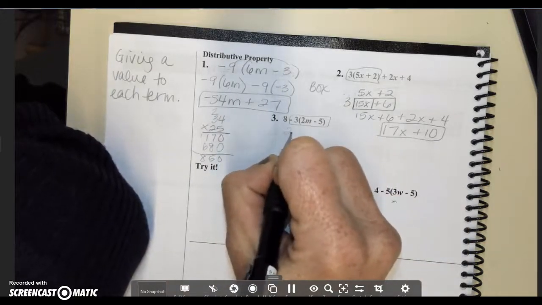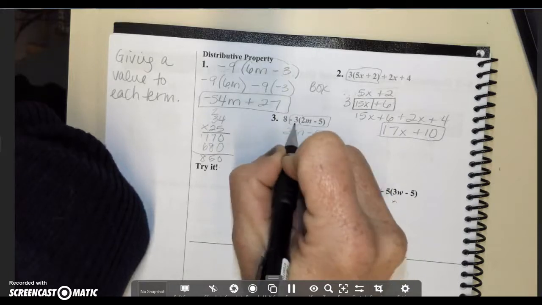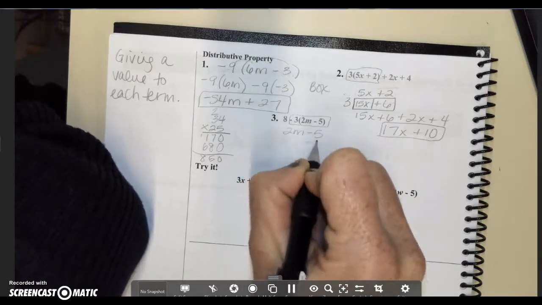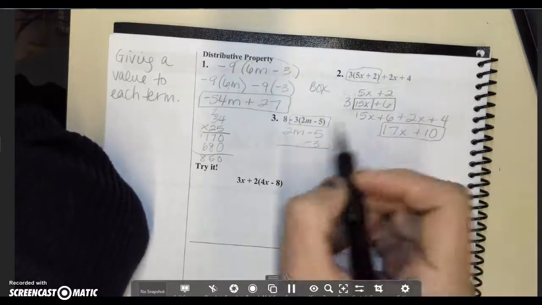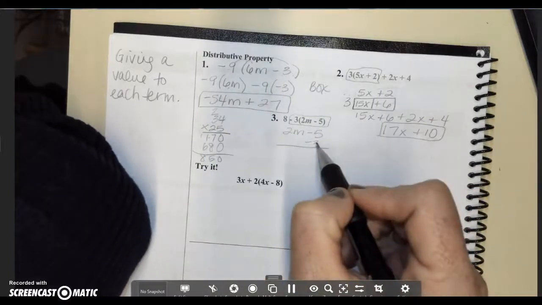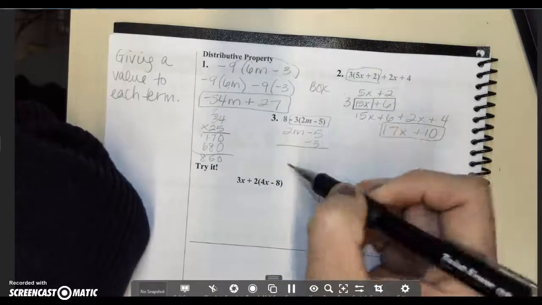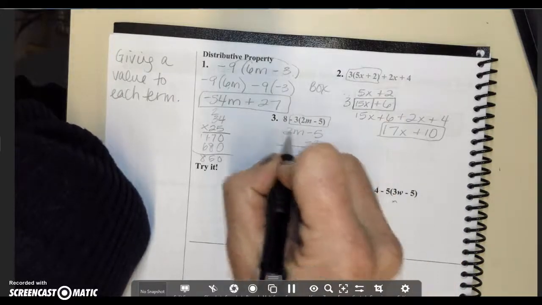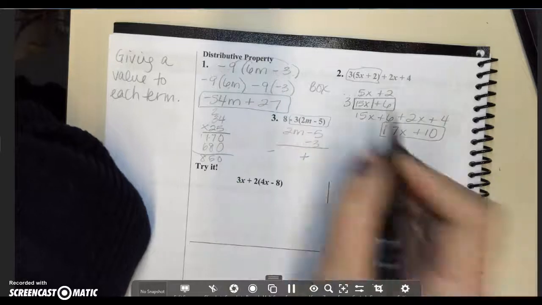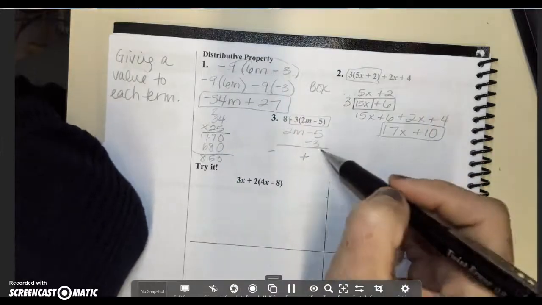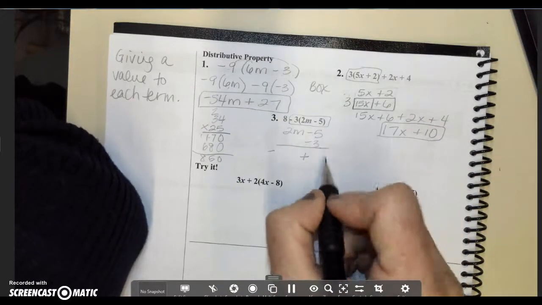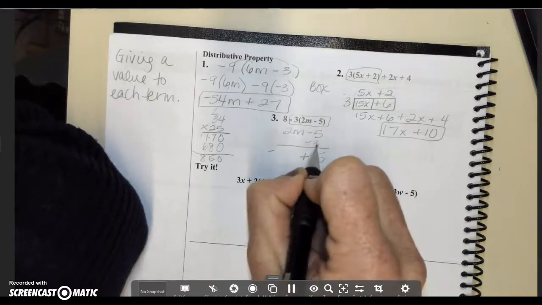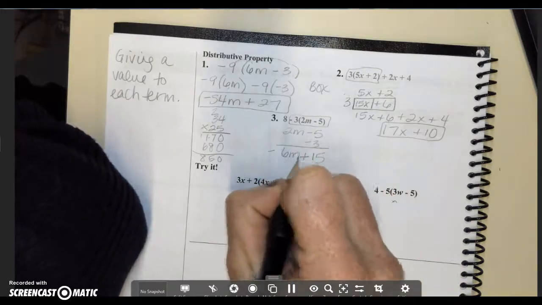So I'm going to put 2m minus 5, and those both need to be multiplied by negative 3. And I'm going to multiply just like I did over here. So take care of your signs first, make your life easier. Negative times a negative is a positive. Negative times a positive is a negative. Now my signs are taken care of. Now I just have to deal with the numbers. So 3 times 5 is 15, and 3 times 2m is 6m.